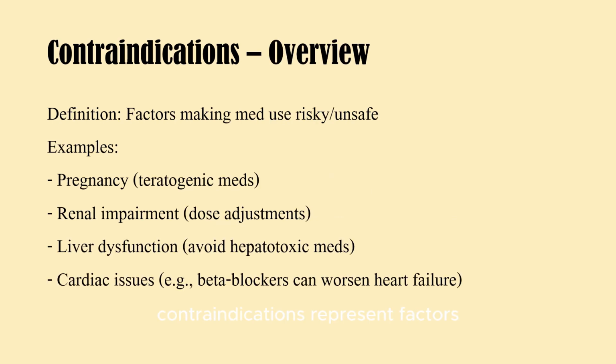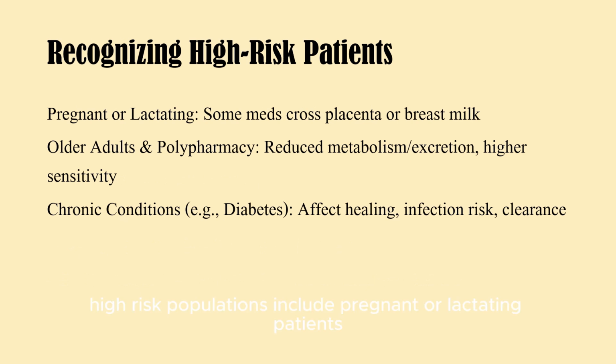Contraindications represent factors making medication use risky or unsafe, which can include pregnancy, renal or liver dysfunction, or cardiovascular conditions that certain drugs may exacerbate. High-risk populations include pregnant or lactating patients, where medications may cross the placenta or appear in breast milk, older adults prone to polypharmacy and reduced metabolism or excretion, and those with chronic conditions like diabetes that affect how drugs are processed.